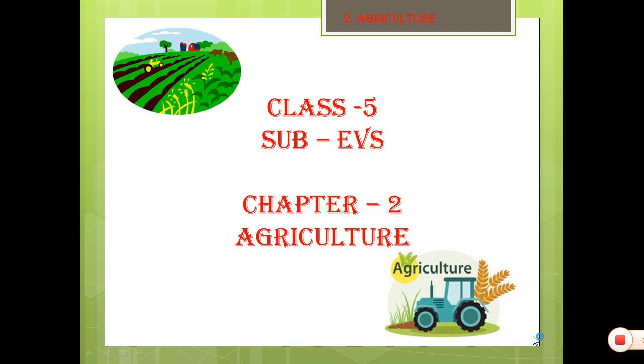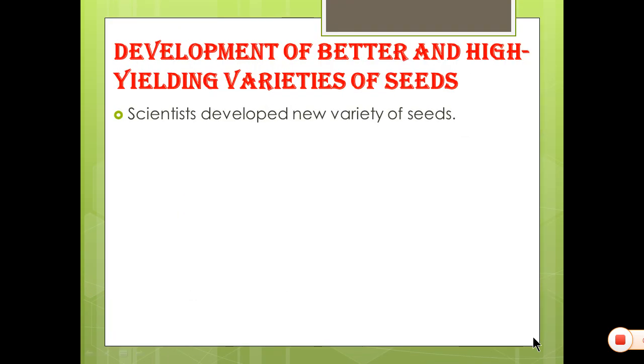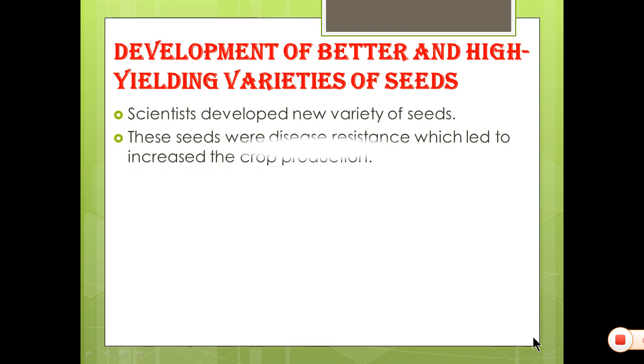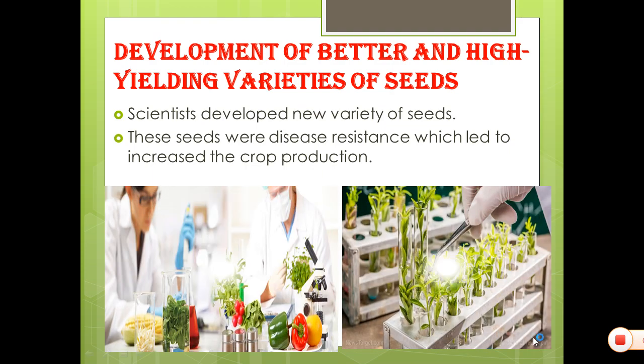Basically, to get a good yield, the scientists are developing better and high quality seeds, a variety of seeds. Scientists develop new varieties of seeds. These seeds were disease resistant, which led to an increase in crop production. In the laboratories, the scientists developed disease-free seeds.